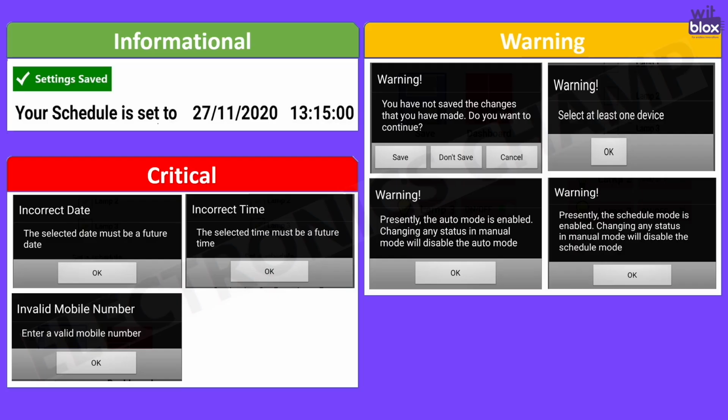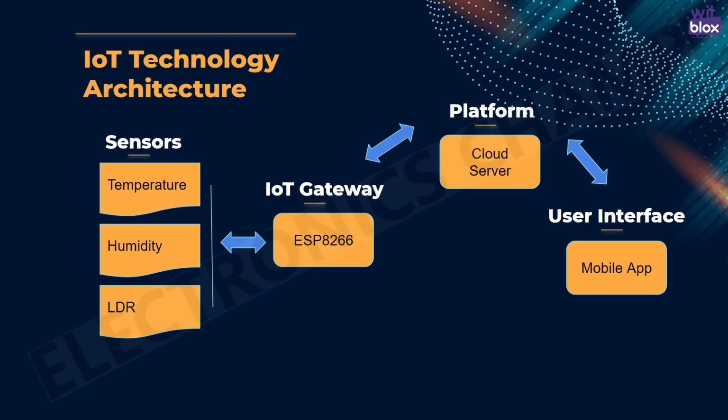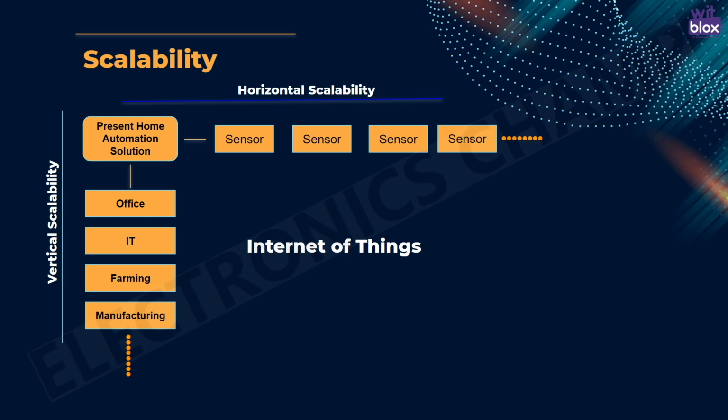The app is complete with informational, warning, and critical messages. On the technology front, I have developed the app using MIT App Inventor. I have used Cloud Database as backend and Arduino IDE with Node MCU. An IoT system connects large number of sensors, actuators, and other devices and enables information sharing over the internet.